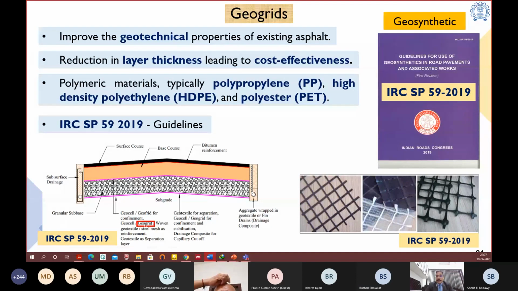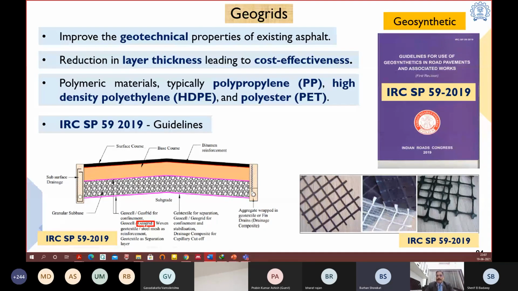Can you prevent the reflective cracks from the existing pavement? Sometimes there are a lot of cracks. Glass grid is being used. And many projects are on the use of the geosynthetics as of now in India, and we hope this is another technology which is going to pick up in coming years.